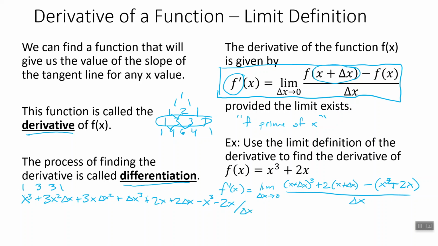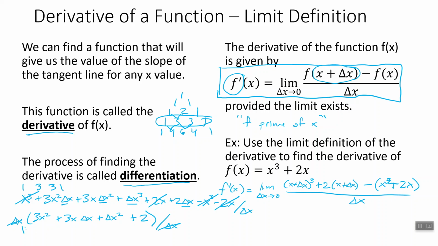Everything that doesn't have a delta x should cancel out. So like x to the third right here, minus x to the third right there. We've got a 2x right here, we've got a minus 2x right there. So now everything left has a delta x, so we can just go ahead and factor out that delta x. And we're left with 3x squared. We took out the delta x. We've got 3x, we have 1 delta x left there. We took out 1 delta x, so we've got delta x squared left there. And we took out the delta x, so we've got a 2 left there. And then on the bottom, we still have that delta x, and that's going to cancel with this delta x.